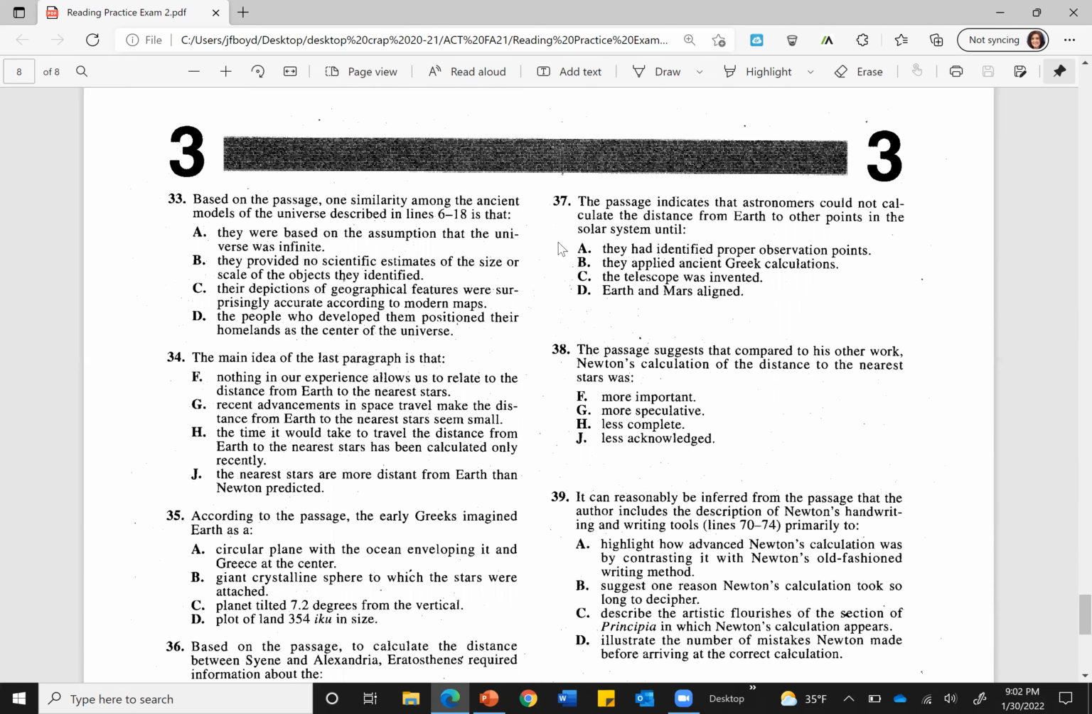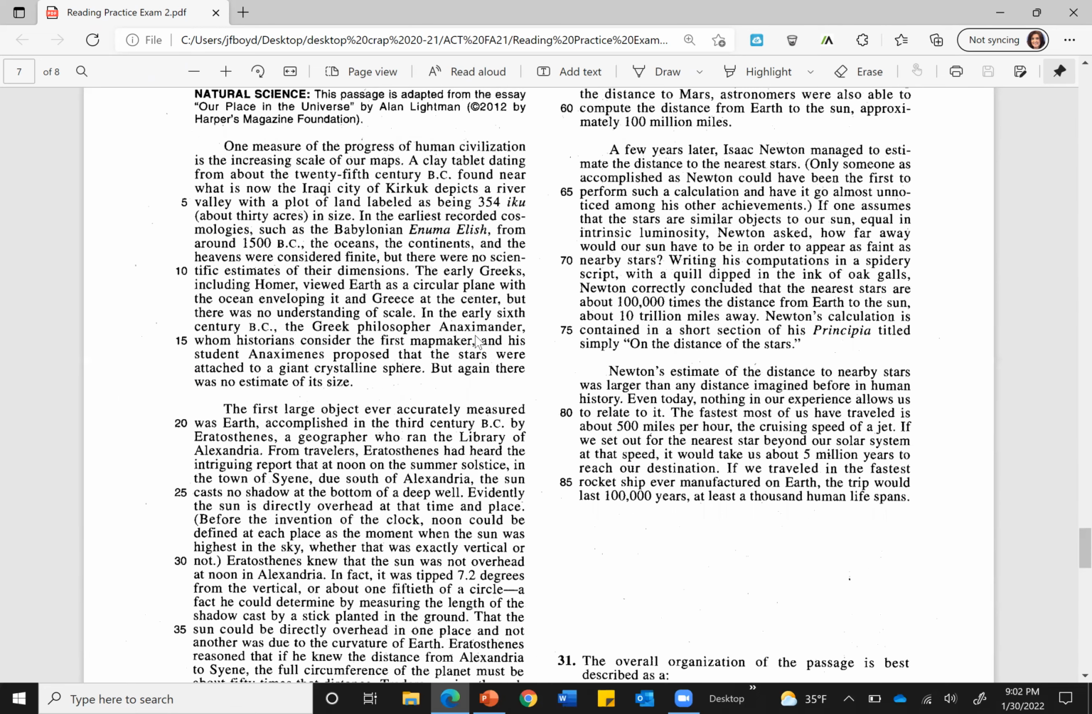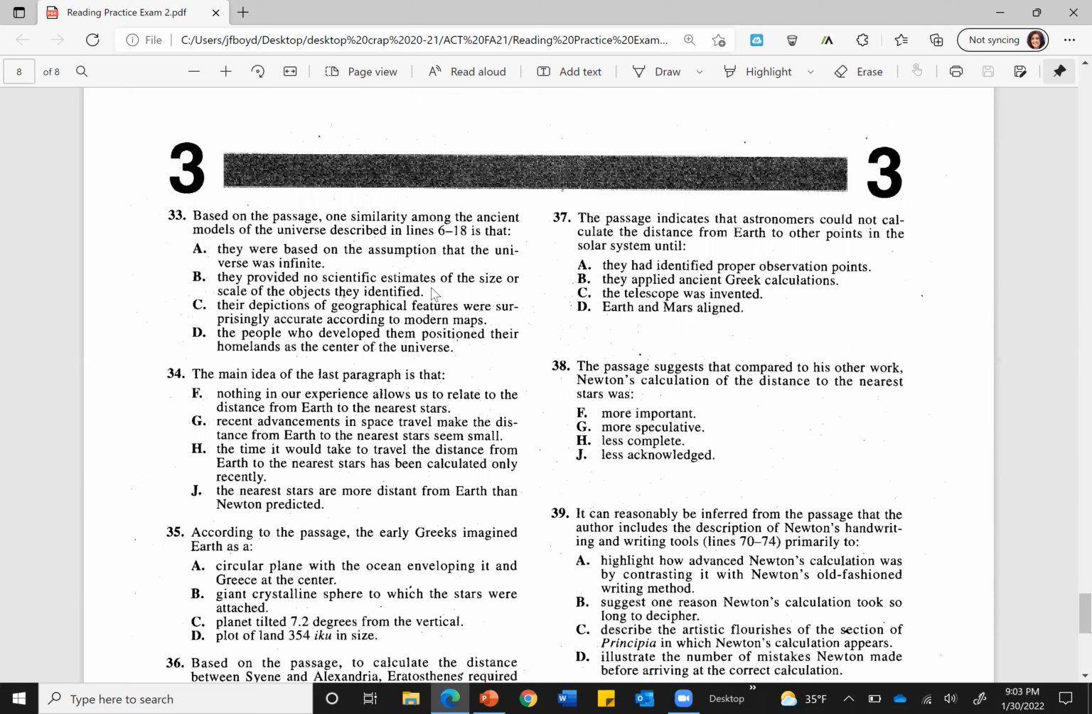Number 33. Based on the passage, one similarity among the ancient models of the universe described in 16 through 18 is that, and the answer is B, they provided no scientific estimates of the size or scale of the objects that they identified. And we can come right up here to confirm that, this last line right here, but again, there was no estimate of its size, is a really good indicator that B is going to be the correct answer there for number 33.